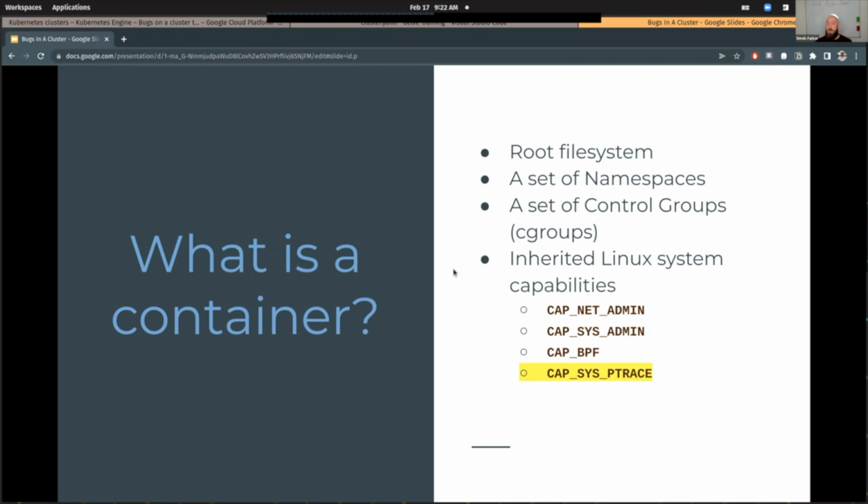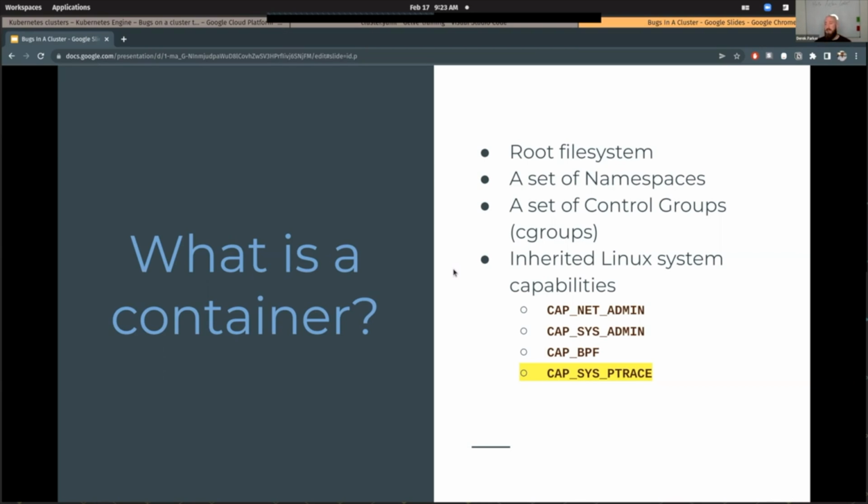If you're not familiar with what ptrace is, it's essentially a mechanism within the Linux kernel that allows one process to trace and examine another process. And it's basically the backbone of how debuggers work. So without the capability to use ptrace or attach to another running process, the debugger essentially can't really do its job.